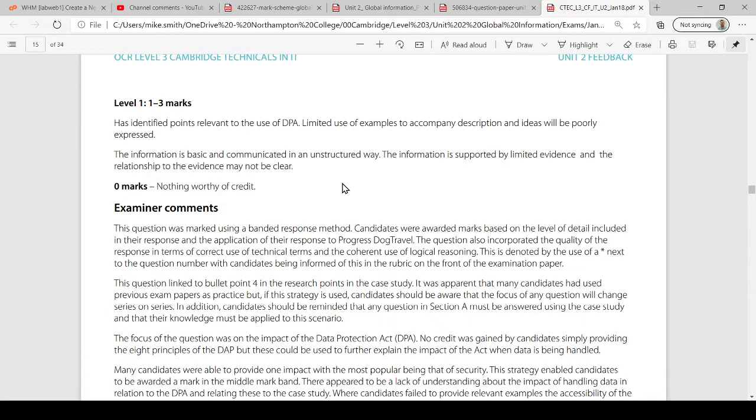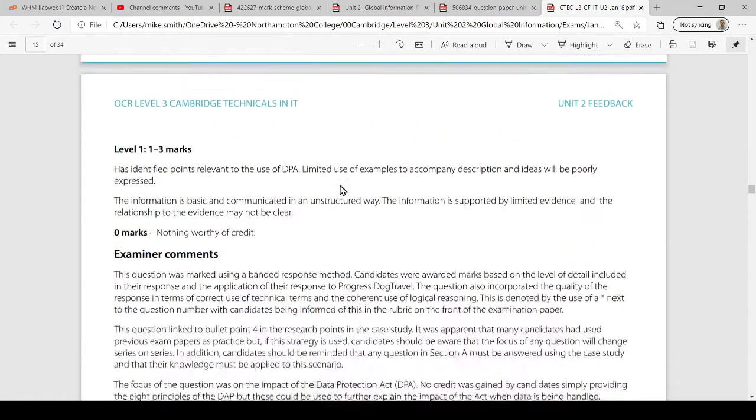It's not particularly well structured. It's not particularly well communicated. It's not really supported by anything to give your answer a bit more weight and credibility. And so it's in the kind of lower mark bands, okay?